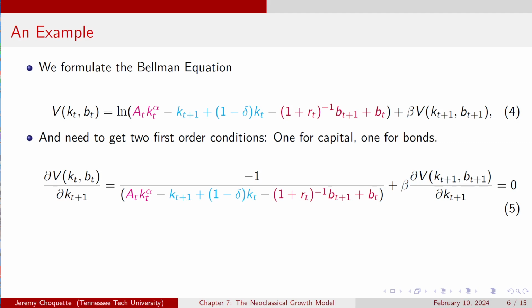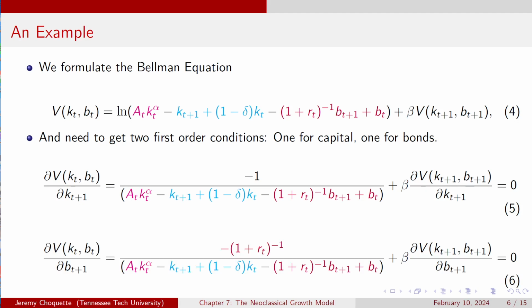So the one for capital is negative 1 over c_t plus beta times dv of k_{t+1}, b_{t+1} with respect to k_{t+1}. And you set that equal to 0. Right? So remember, for your first order condition, you set that equal to 0. It's the first derivative set equal to 0. For bonds, this one's a little different, right? It's negative (1 plus the real interest rate) to the negative 1 power over c_t plus beta times the partial of v of k_{t+1} and b_{t+1} with respect to b_{t+1}.